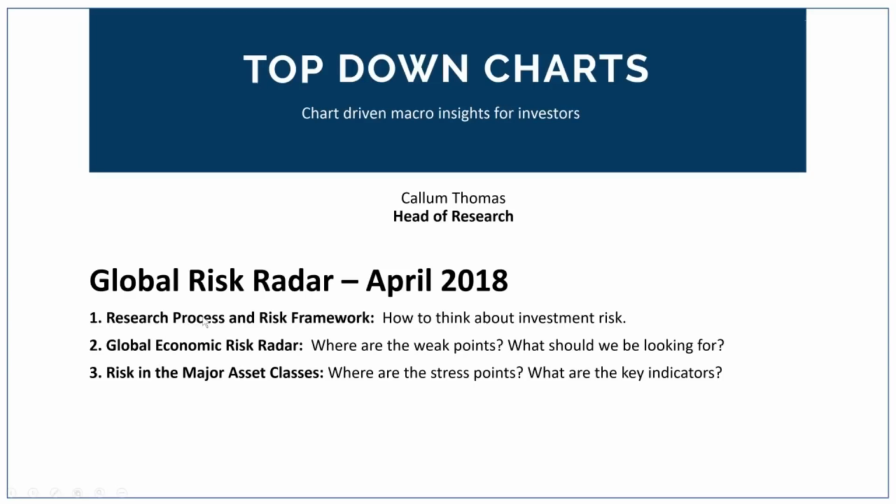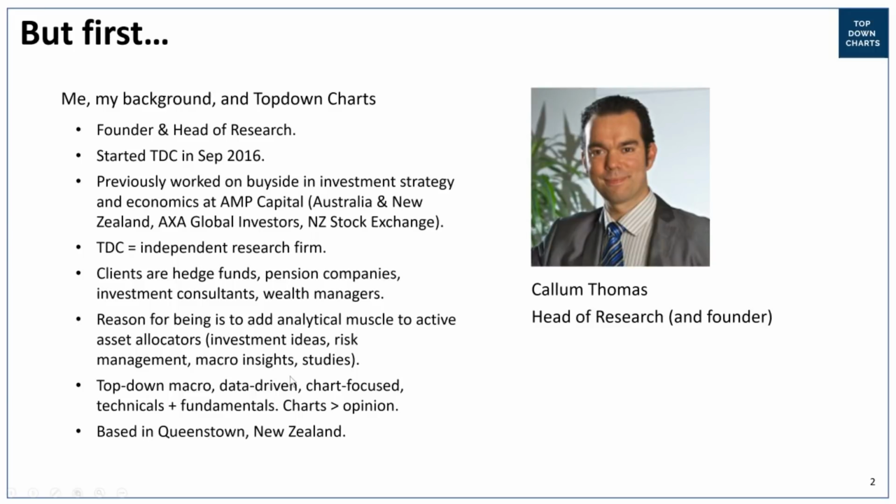So we're going to initially get into a quick bit on how my research process works and how I think about risk, and you can consider that. Then we'll have a look at the global economic risk radar, some of the key weak points or standouts there, and then finish up with a look across asset classes, the major ones where I'm seeing risk and opportunity, and across some of the major markets. So we'll get straight into it.